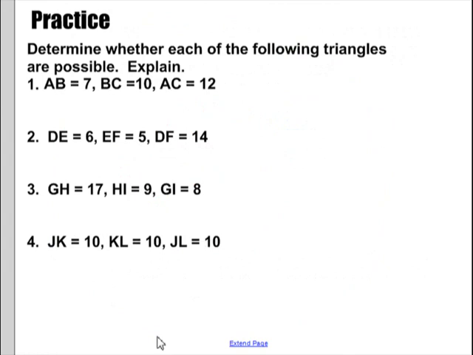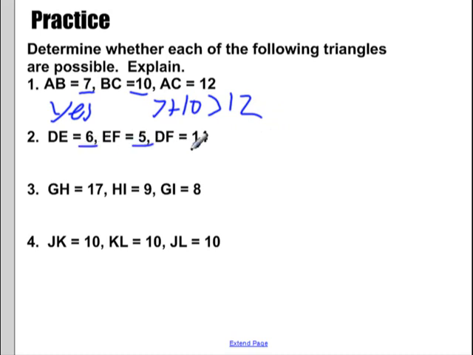Okay, let's look at some examples to try to illustrate that. So if I gave you these three side lengths, 7, 10, and 12, the question is, can you make a triangle? And very simply, the two shorter ones are these. So the answer is going to be yes, and your reason would be because the two shorter ones, 7 plus 10, are more than 12. So if the two shorter ones add up to more than the longest one, you're good. If not, it's not a triangle.